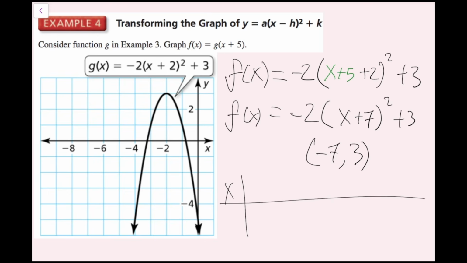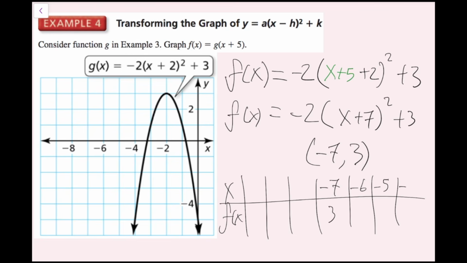So I have x and f of x. So I have -7, 3. This will be -6, -5, -4, and this will be -8, -9, and -10. So if I plug these in here, -6 plus 7 is 1. 1 squared is 1 times -2, that's -2, and then plus 3, that's 1. So I get my 1s here. Remember, this is where my axis of symmetry is, so I can have a 1 here and here.